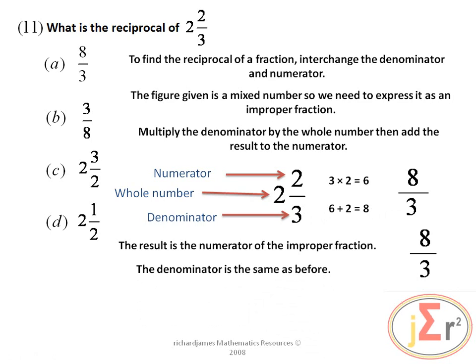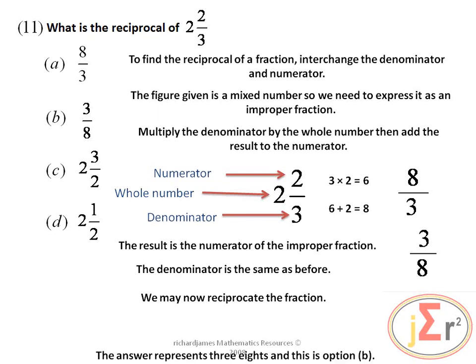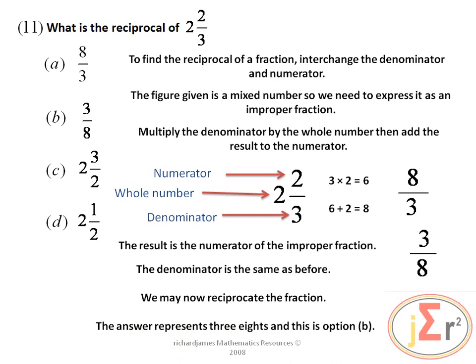So now we are going to do our reciprocal. We may now reciprocate the fraction. To reciprocate a fraction is to find its reciprocal. And Jerry, don't try to do this on the board or in your book. It will not work. I know what you'll do, Jerry. You'll cut the numbers out on a piece of paper. As I say, reciprocate, you will just spin them around like that and get the answer. And you can do it just like we have it on the computer. The answer represents 3/8, and this is option B.